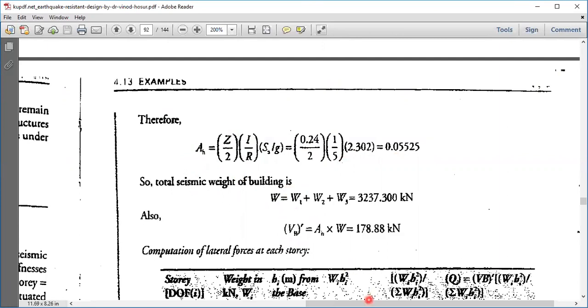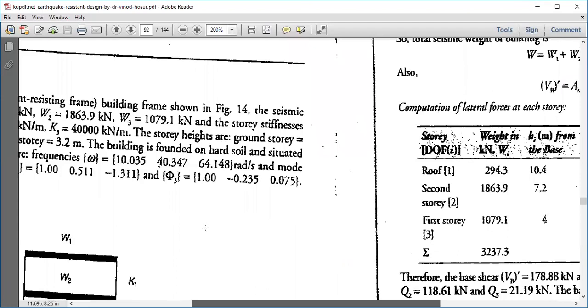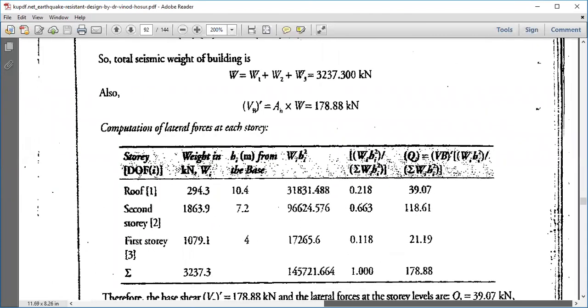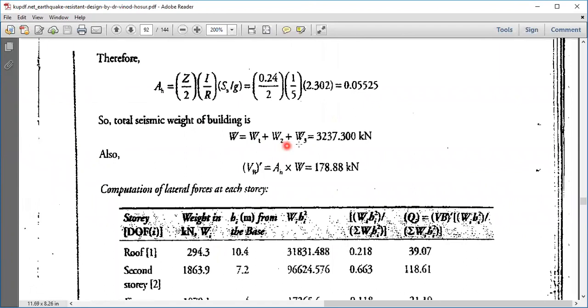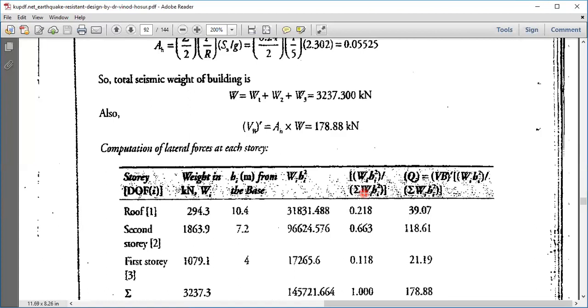So total weight in this particular question is directly given to us as W1, W2, W3, which are in terms of kilonewton. If it was kilonewton per meter square, I'd multiply it by the area. Now I will directly add: total weight is W1 plus W2 plus W3. So base shear is given by Ah into total weight W, 0.055 into this value. I will get a base shear of 178.